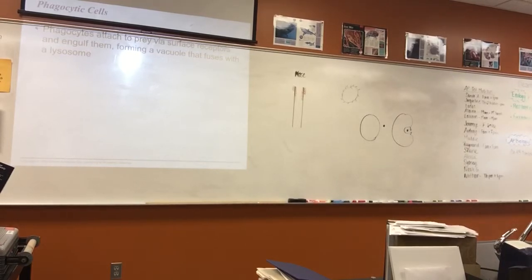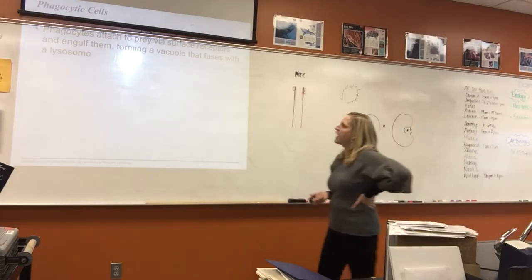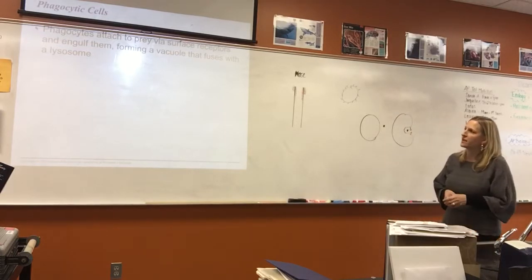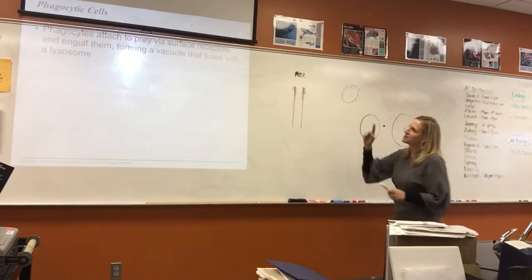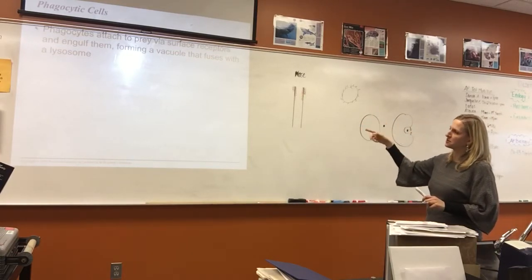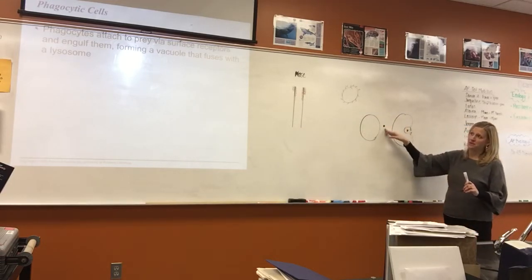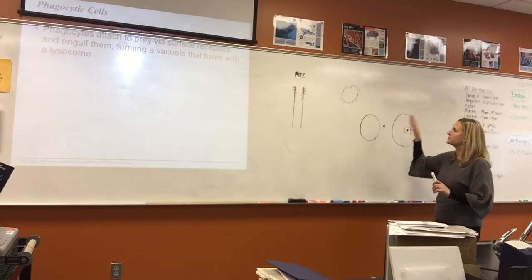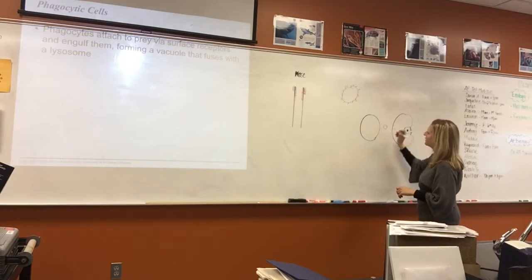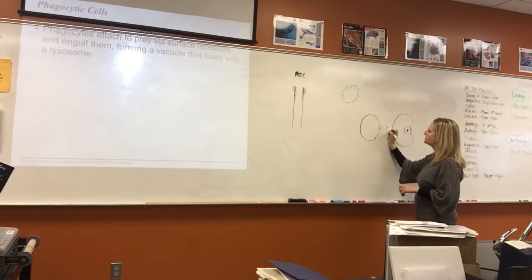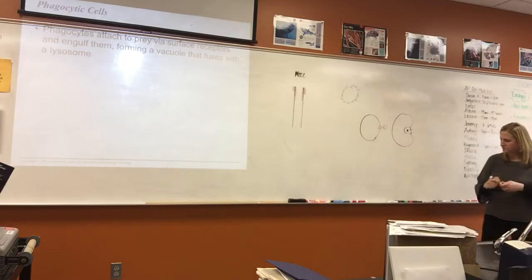So phagocytes attach to prey via surface receptors and engulf them, forming a vacuole that fuses with a lysosome. So they attach to prey via surface receptors. Phagocytes are cells that engulf a foreign particle. The prey is the pathogen. So it says attached to prey, the prey is the pathogen. Via surface receptors, what does that mean? So let me draw this here. There are receptors that are complementary between the prey and the phagocyte.